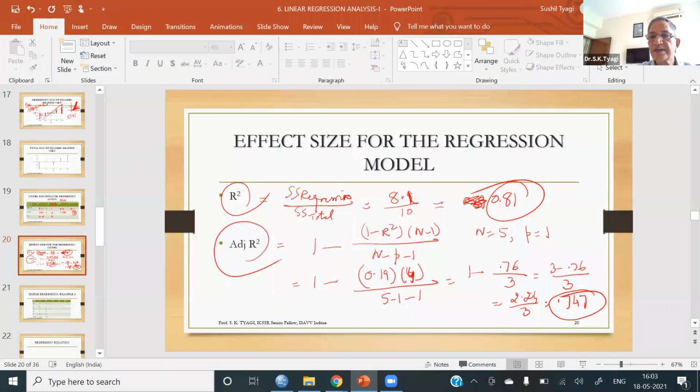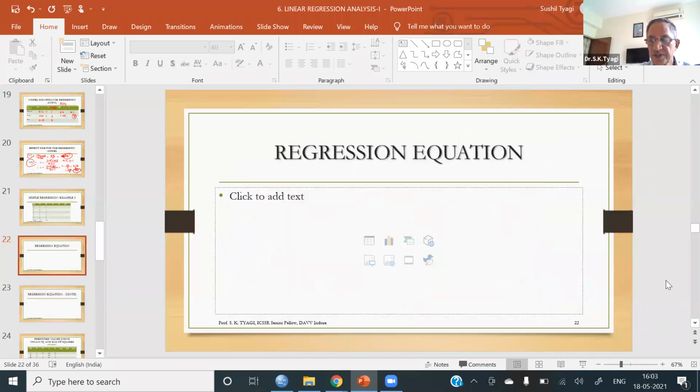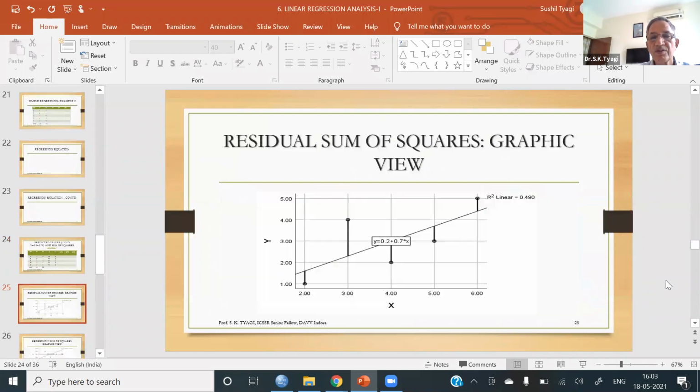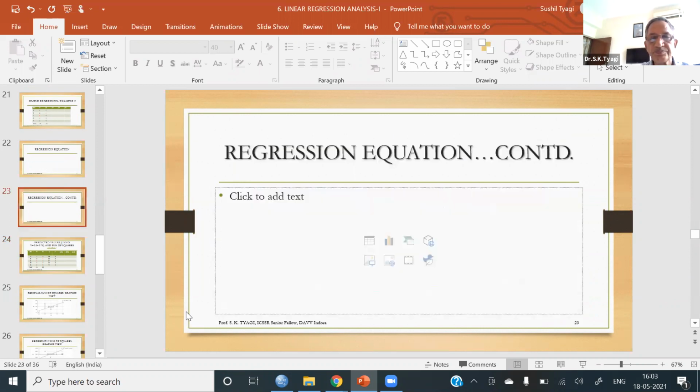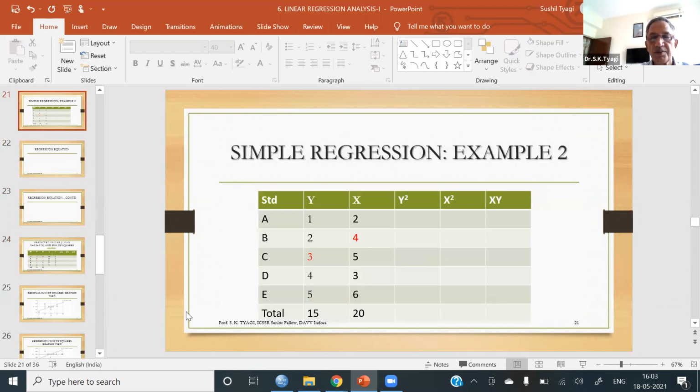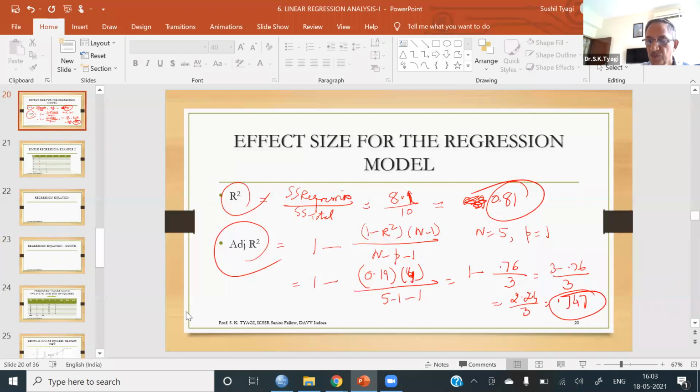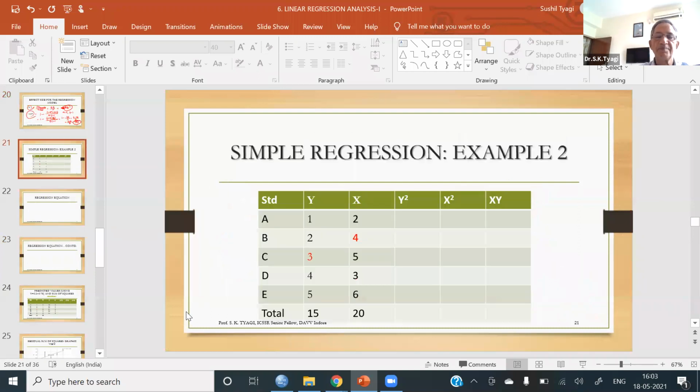Now let us take another example and try to solve this problem a bit differently. Okay. So I come to this regression equation. Second question. Please see, this is the second example I am taking, and I will approach it a bit differently.